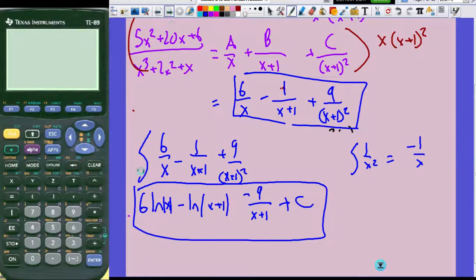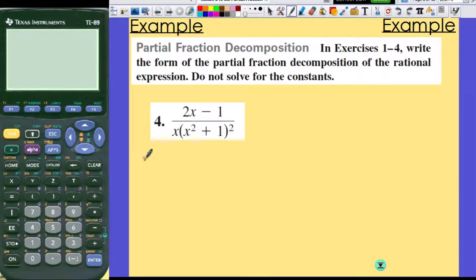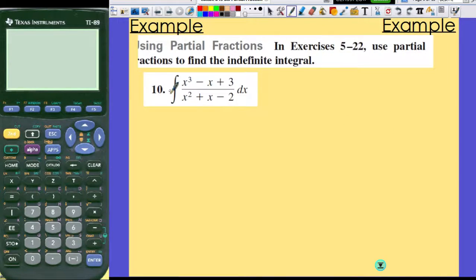A lot of work. Okay, we have more examples, but that was a really long example. We'll try this anyways. Pause the video. Okay, so we're going to decompose this. We're not going to solve. So decomposing this, it's already in factored form. It's a over x plus b over x squared plus 1 plus c over x squared plus 1 squared. Sweet. Next one, pause the video.